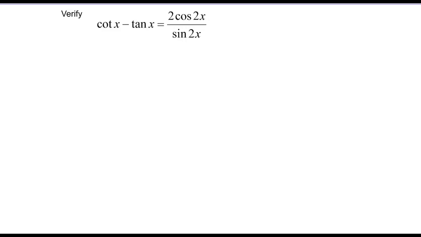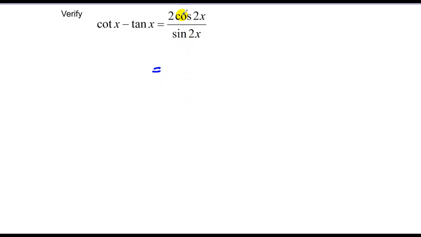Here's another identity. I'm looking for 2 times the cosine of 2x over the sine of 2x is equal to the cotangent minus the tangent. I'm tempted in this case to work with the right side instead of the left side because I think I can get cosine over sine minus sine over cosine. I think there's a lot more to the right side, even though it looks simpler than the left side, so I'm going to go ahead and do that.